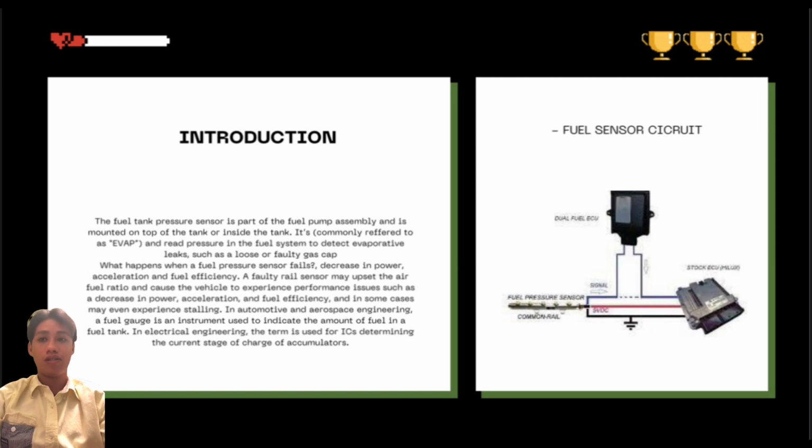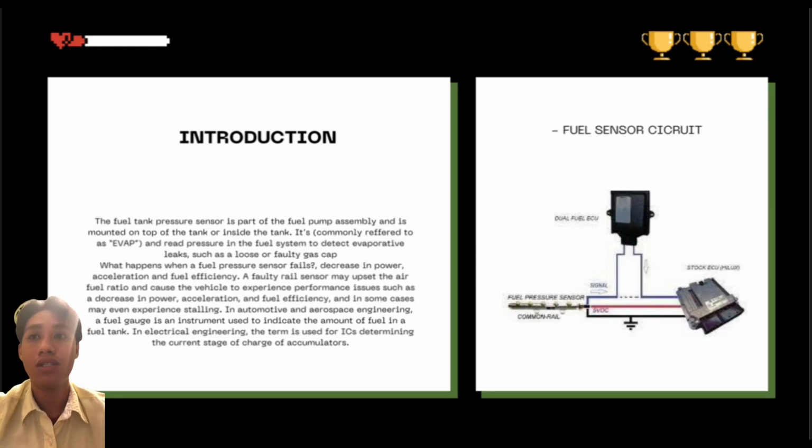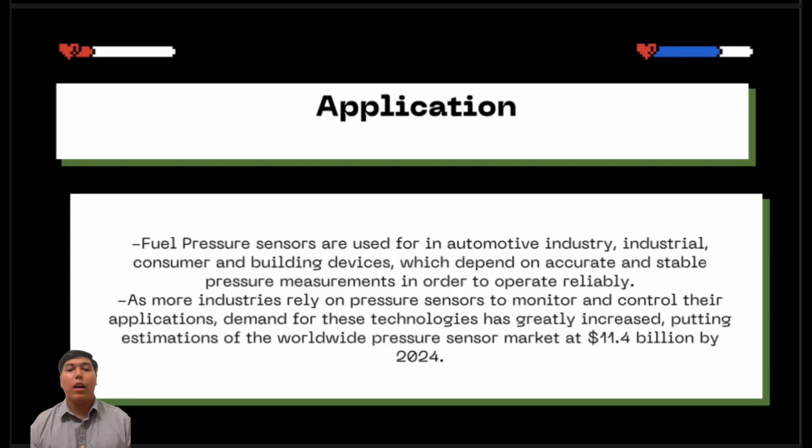In automotive and aerospace engineering, a fuel gauge is an instrument used to indicate the amount of fuel in a fuel tank. In electrical engineering, the term is used for ICs determining the current state of charge of accumulators.